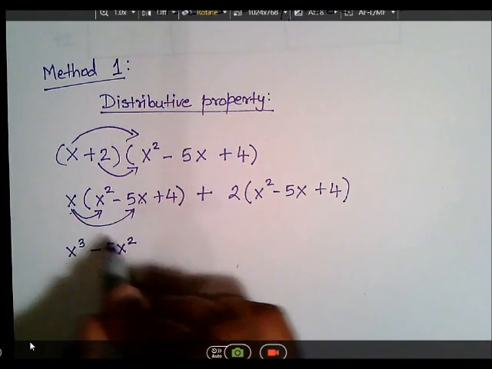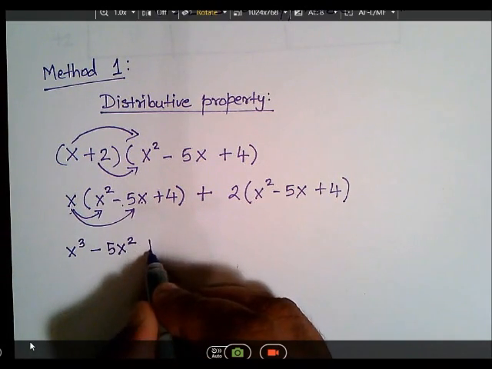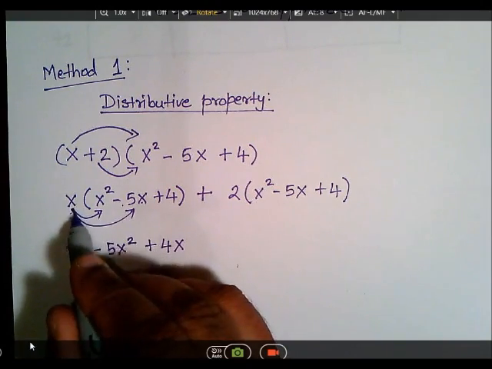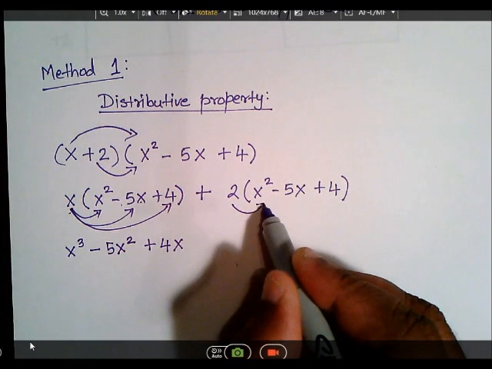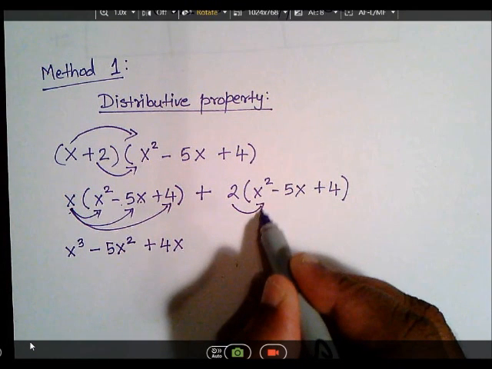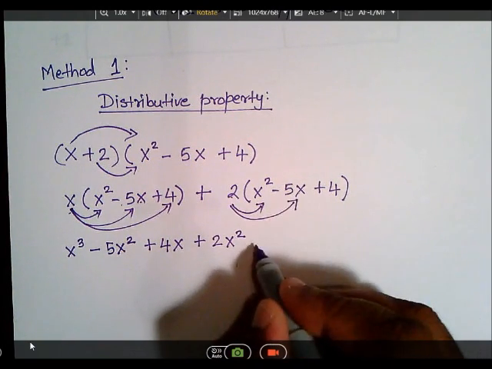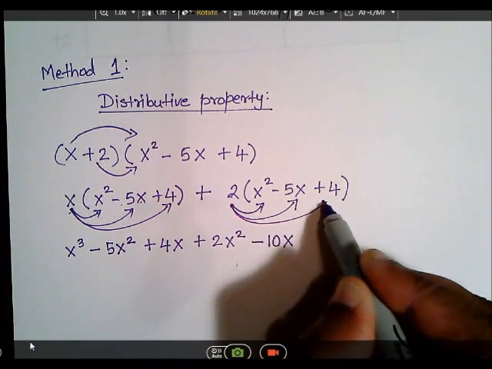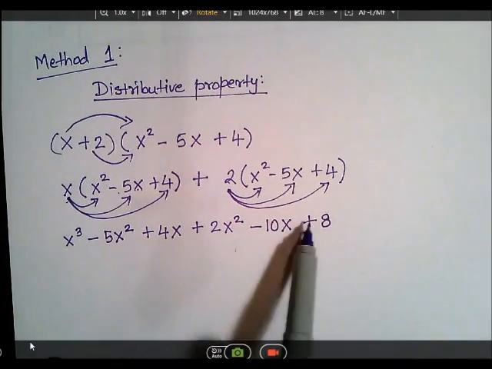Yeah, x times x is x squared, negative 5x squared. X times 4 is 4x. I've distributed that. Now 2 times x squared is positive 2x squared. 2 times negative 5x, 2 times negative 5 is negative 10x. 2 times 4 is 8. So I distributed it all.